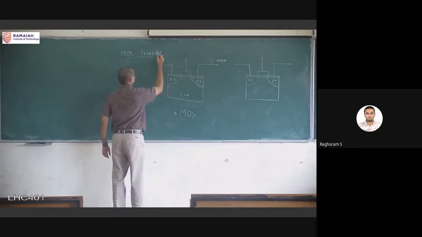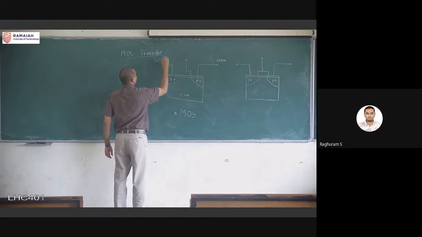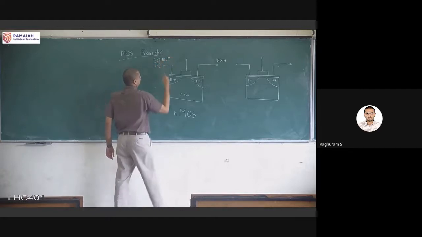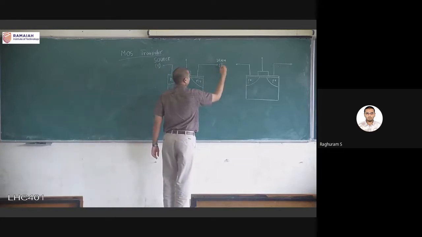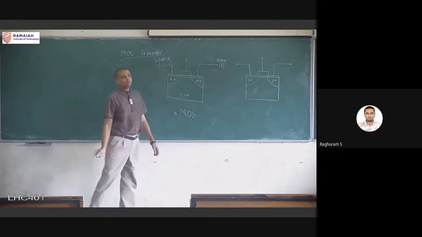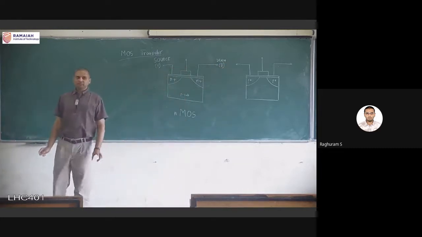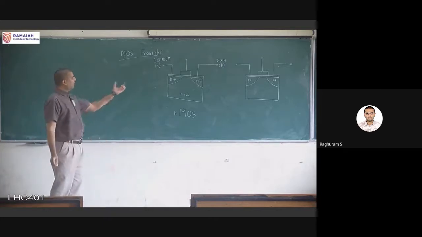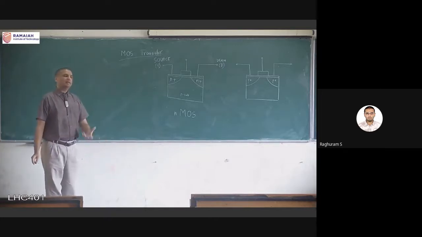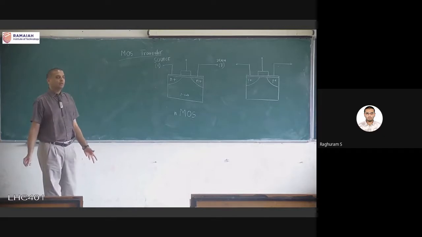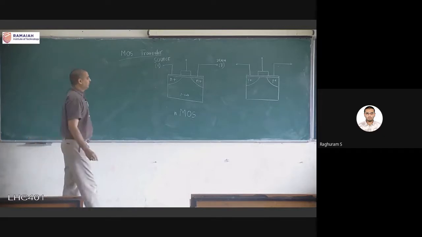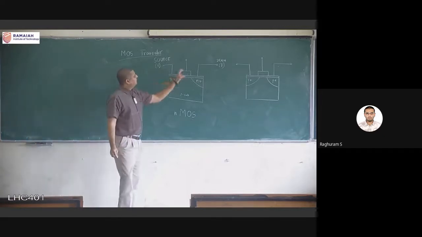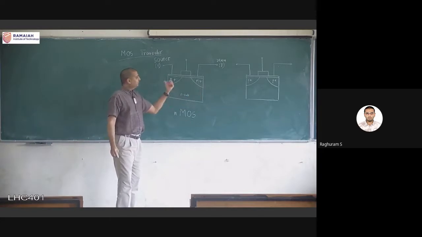This might be called the source, and this is the drain. So we'll call this S, we'll call this D. They have different names, but in terms of the structure, they are identical. Emitter and collector are slightly different in terms of the doping, but other than that, they are the same. Here also, they are the same. Okay, that is the first thing.